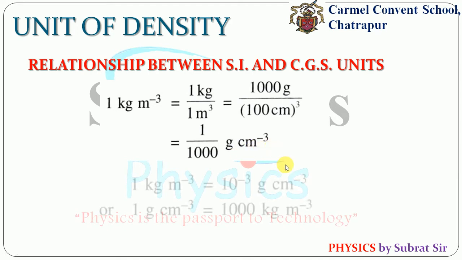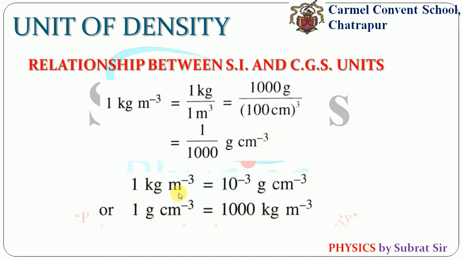So we can write like this: 1 kg per meter cube is equal to 10 to the power minus 3 gram per centimeter cube, because 1 by 1000 can be written as 10 to the power minus 3. Otherwise we can write 1 gram per centimeter cube is equal to 1000, take it to this side, it will be multiplied by 1, so it will be 1000 kg per meter cube.